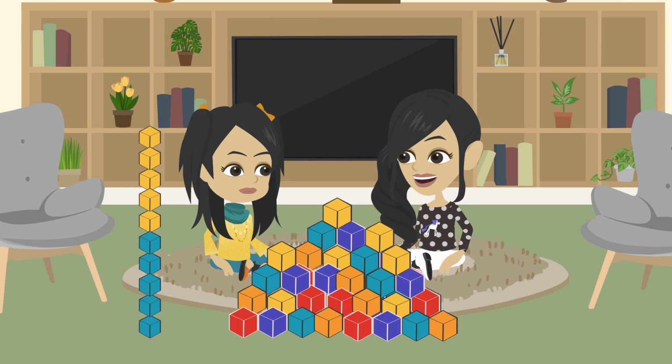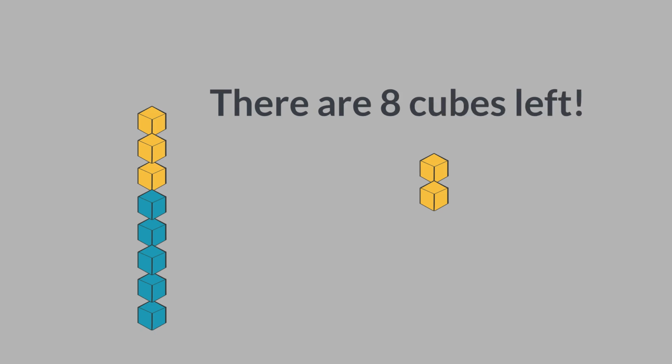Look, Saro! I made a tower with 10 cubes. That's awesome, Mina. But what if we take away 2 cubes? How many will be left? If we remove 2 cubes, then 1, 2, 3, 4, 5, 6, 7, 8. There are 8 cubes left. Great job. 10 minus 2 is equal to 8.